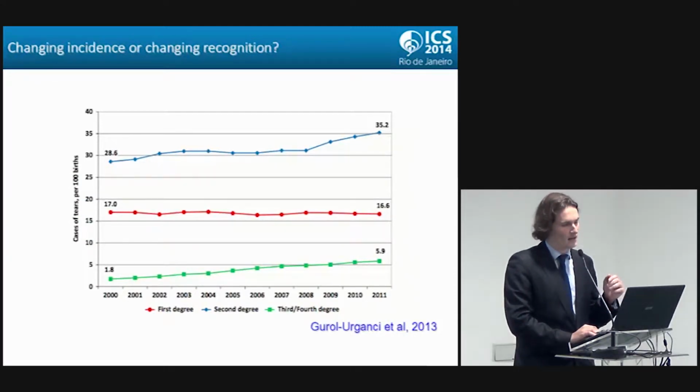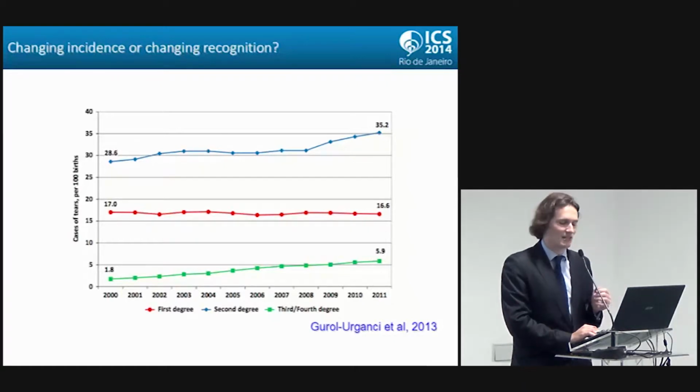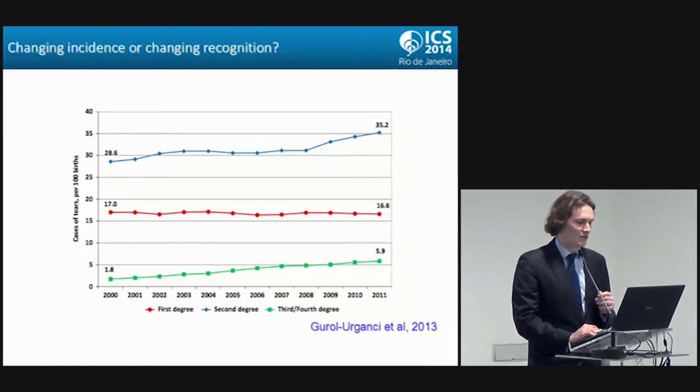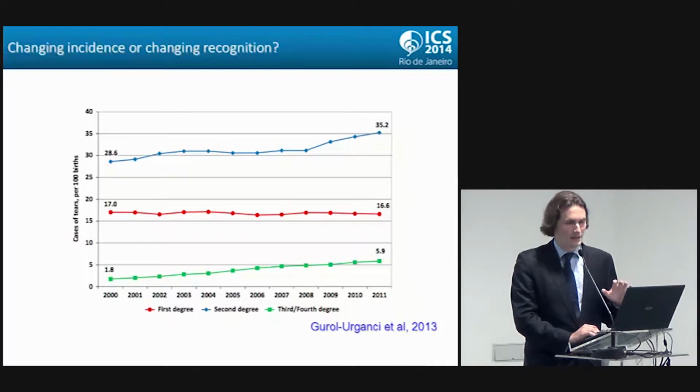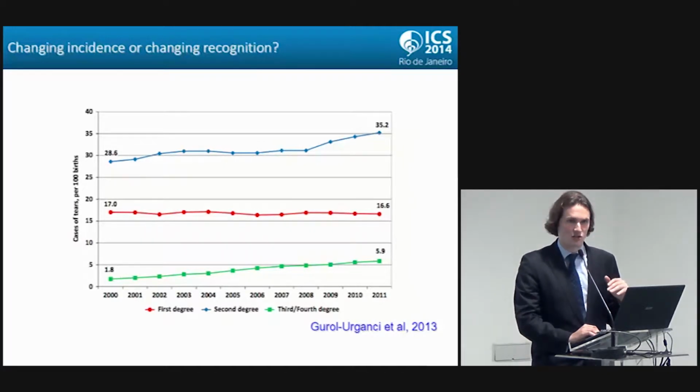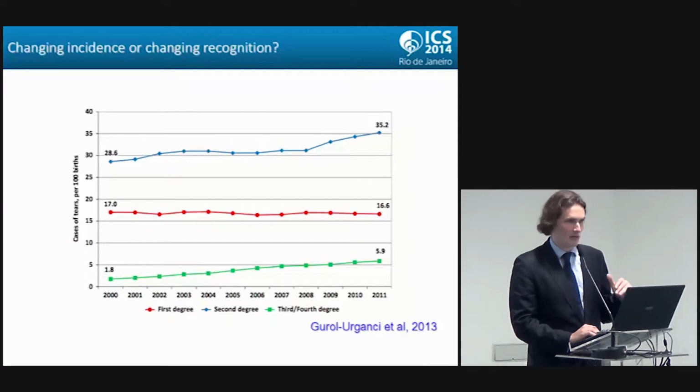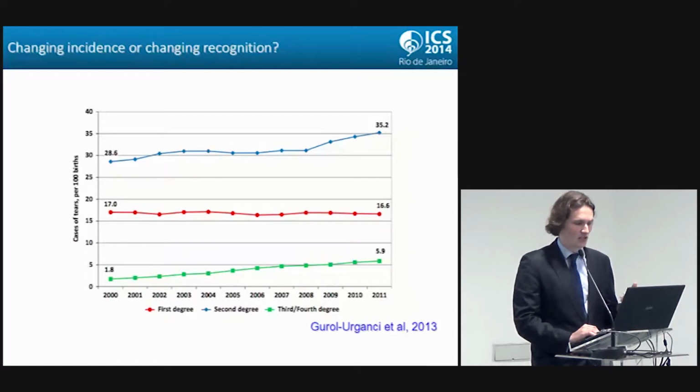This data comes from what's called the hospital episode statistics in the England and Wales parts of the UK. It's a little bit detailed graph. The red line shows the rates of first-degree tears right across the whole nation, and they're pretty stable at around 17% of deliveries. In blue, the second-degree tears, they've increased quite markedly from 28% to 35% over a 10-year period, and the third-degree tears have tripled over that period from just less than 2% to nearly 6%.